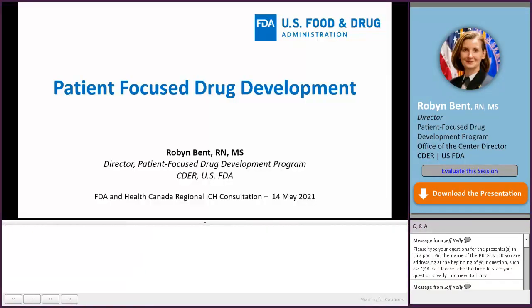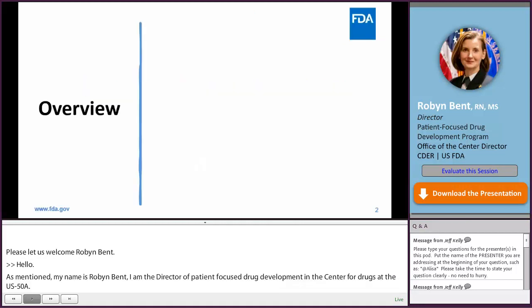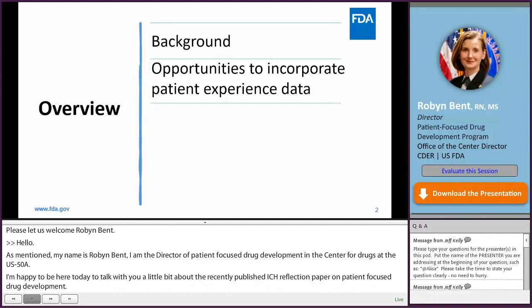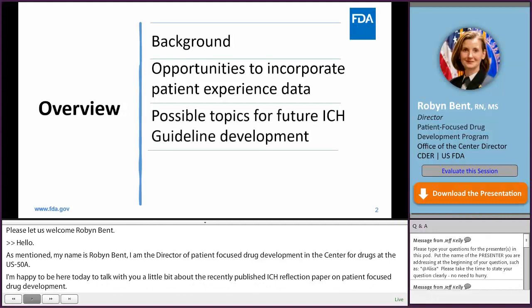Hello, so as mentioned, my name is Robyn and I'm the Director of Patient-Focused Drug Development in the Center for Drugs at the US FDA, and I'm happy to be here today to talk with you a little bit about the recently published ICH reflection paper on patient-focused drug development. Today I'm going to provide you with a little background to set the stage for the paper, and then I'll walk you through what we see as opportunities for incorporating patient experience data into medical product development.